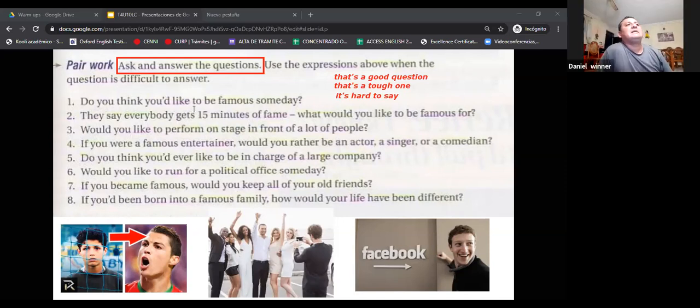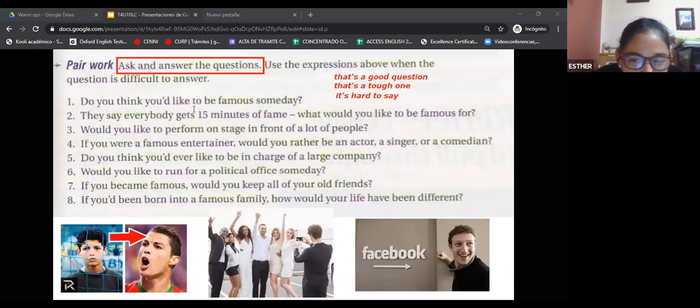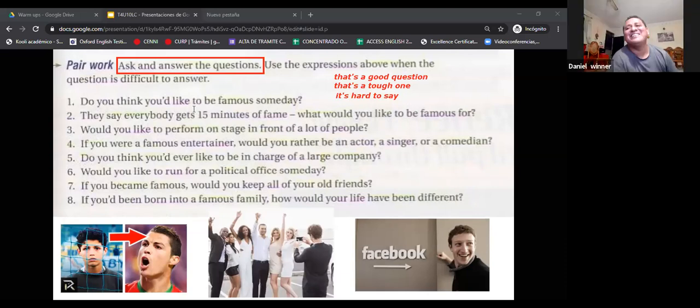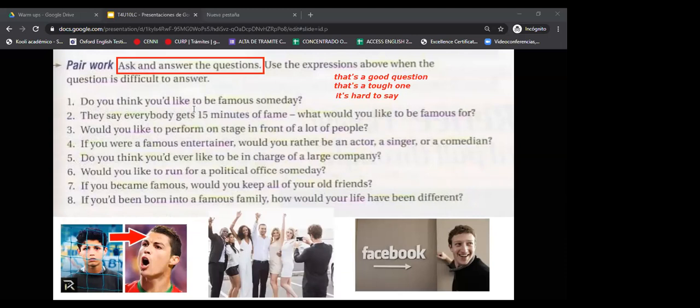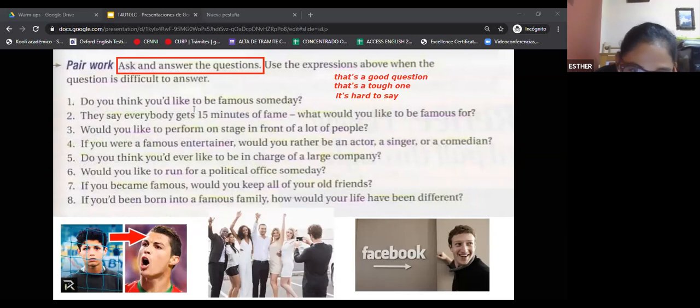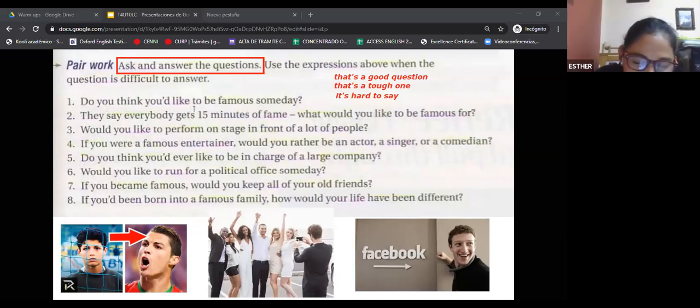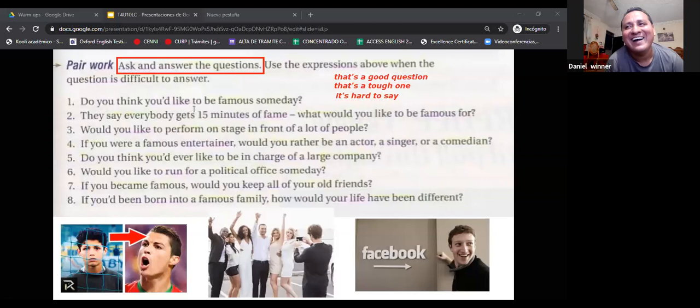If you become famous, will you keep all of your old friends? Or maybe it's hard to say. It's hard because you have money. You didn't understand me. Now, if you became famous, won't you keep all of your old friends? For example, to me. When you have a lot of money. Maybe. It's hard to say. Really?